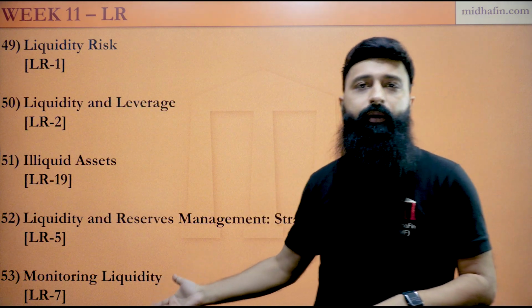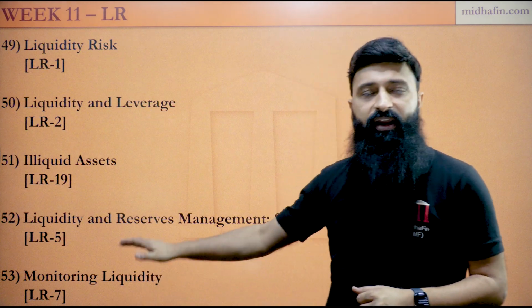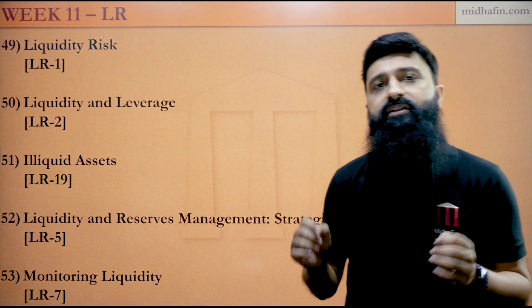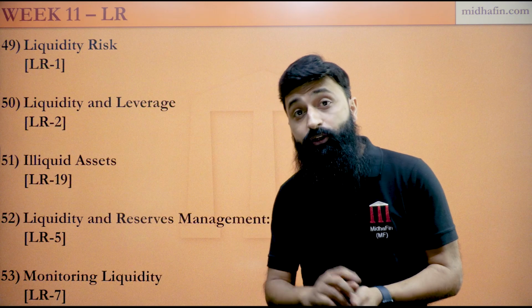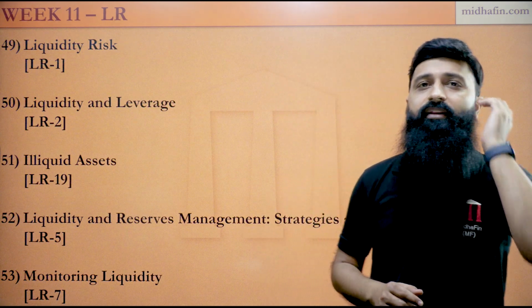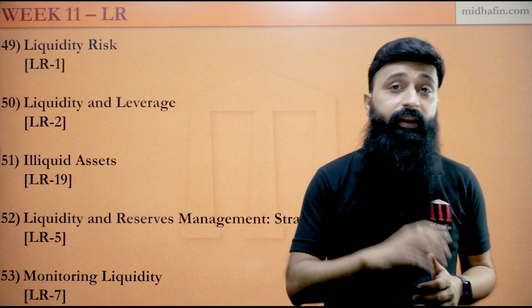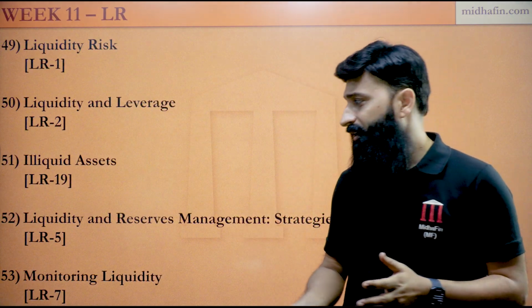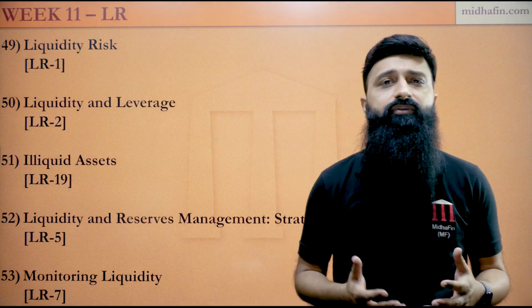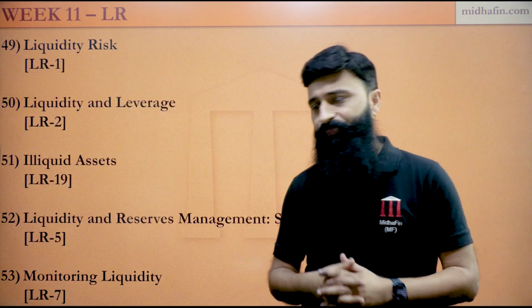Then you have monitoring liquidity, LR7. Okay, after LR5, we go to LR7. It distinguishes between deterministic and stochastic cash flows. Then you'll see some liquidity options, and some term structure of expected cash flows also. So you can see that this chapter is providing you methods for monitoring and managing liquidity.